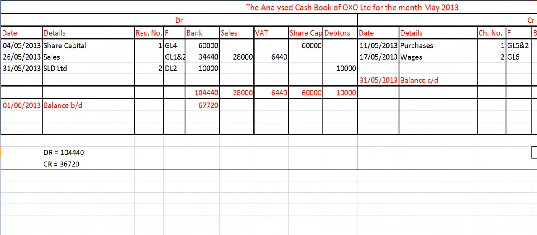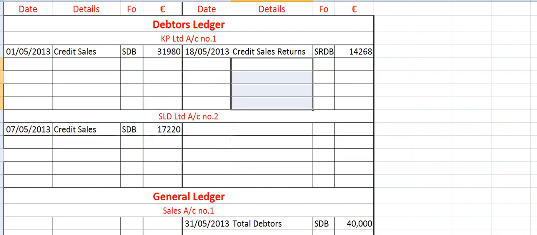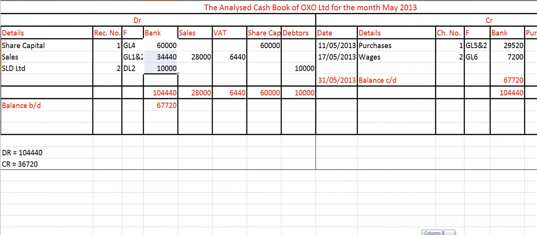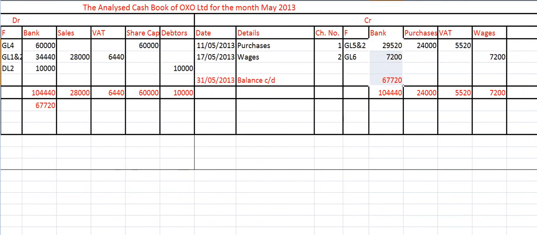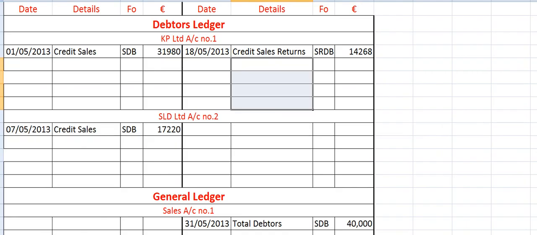Now, the first part of the question said record the figures, and we've done that. Now we have to post them to the ledger, which is the second part of part B. So we have to post these to the ledger. Every euro of debit here will have a euro of credit over on the right hand side, and every euro of credit in this bank column will have a euro of debit somewhere in this ledger.